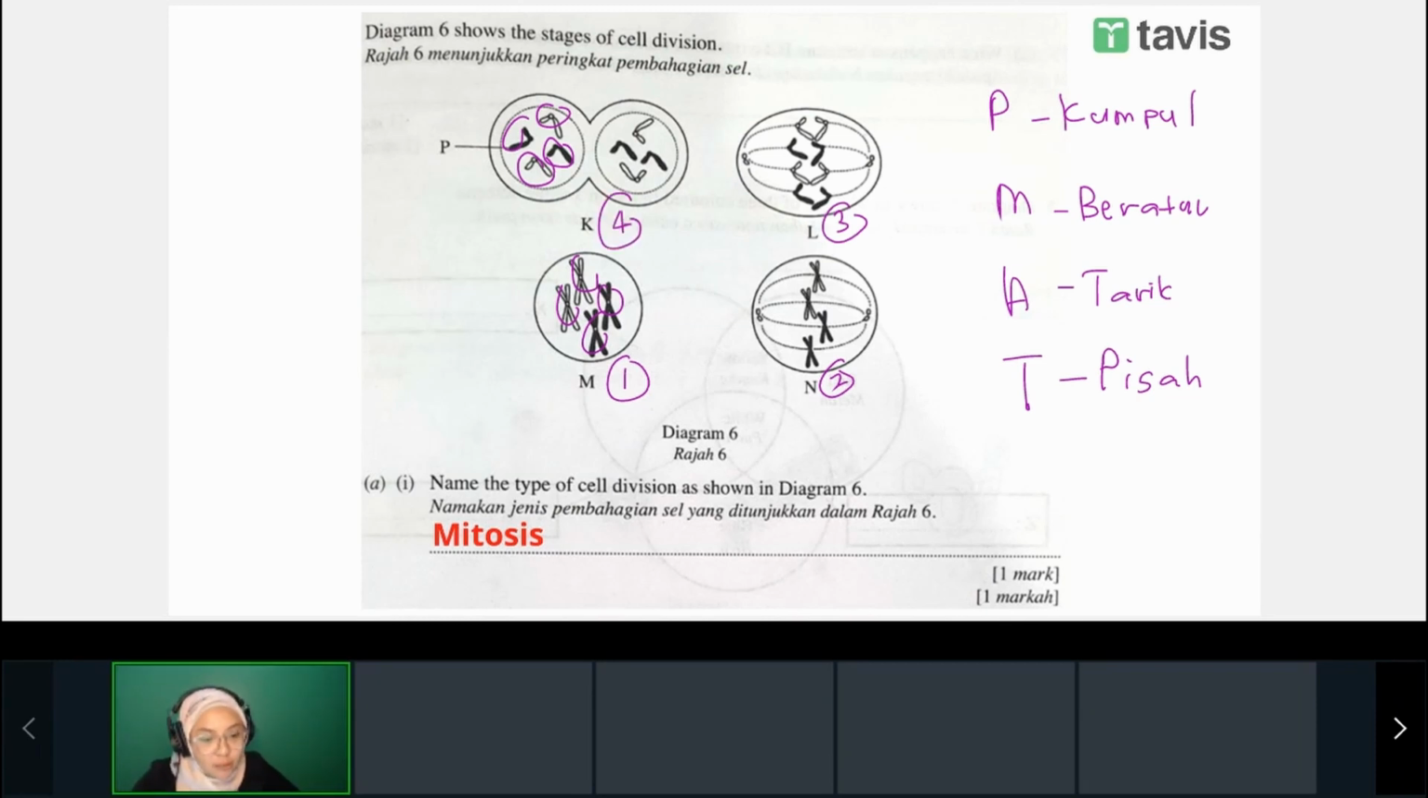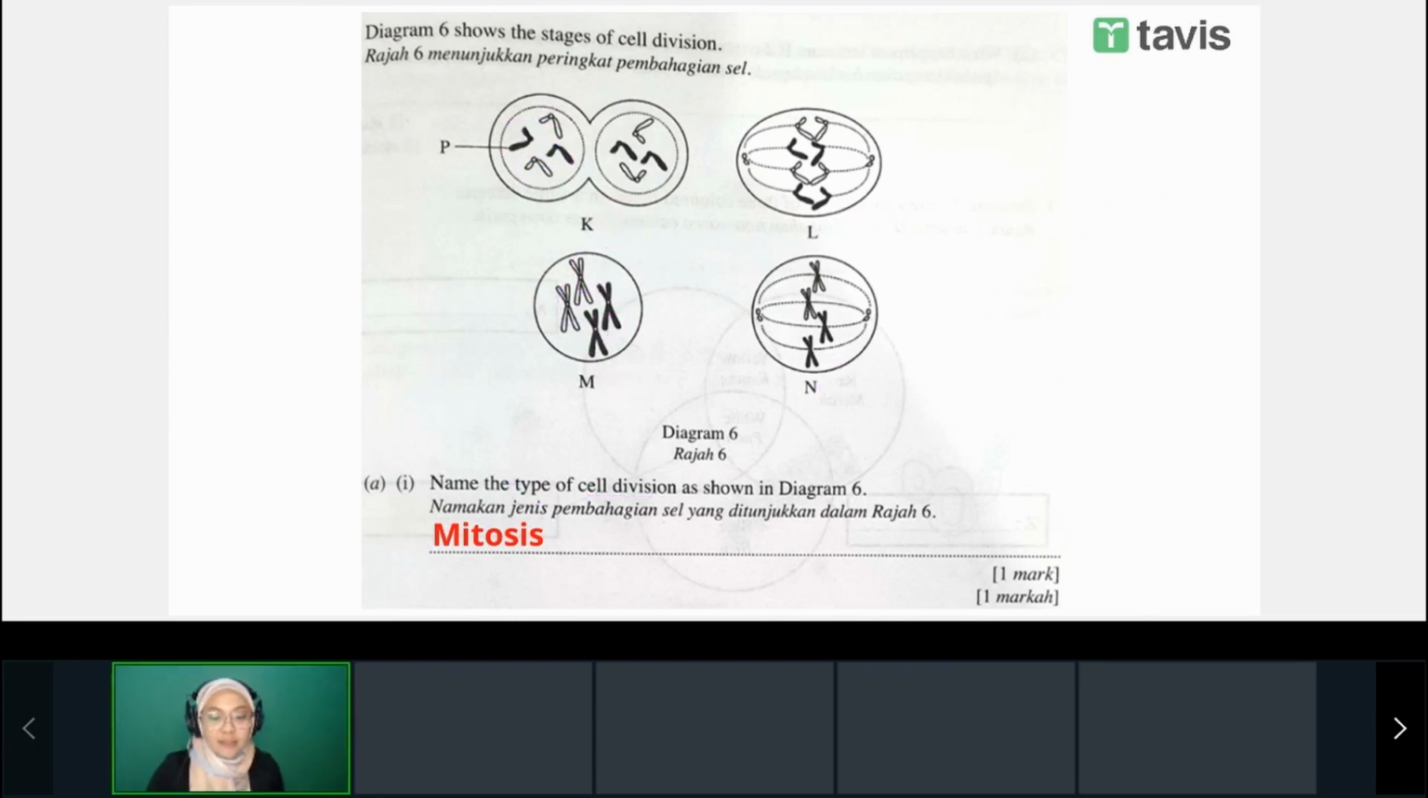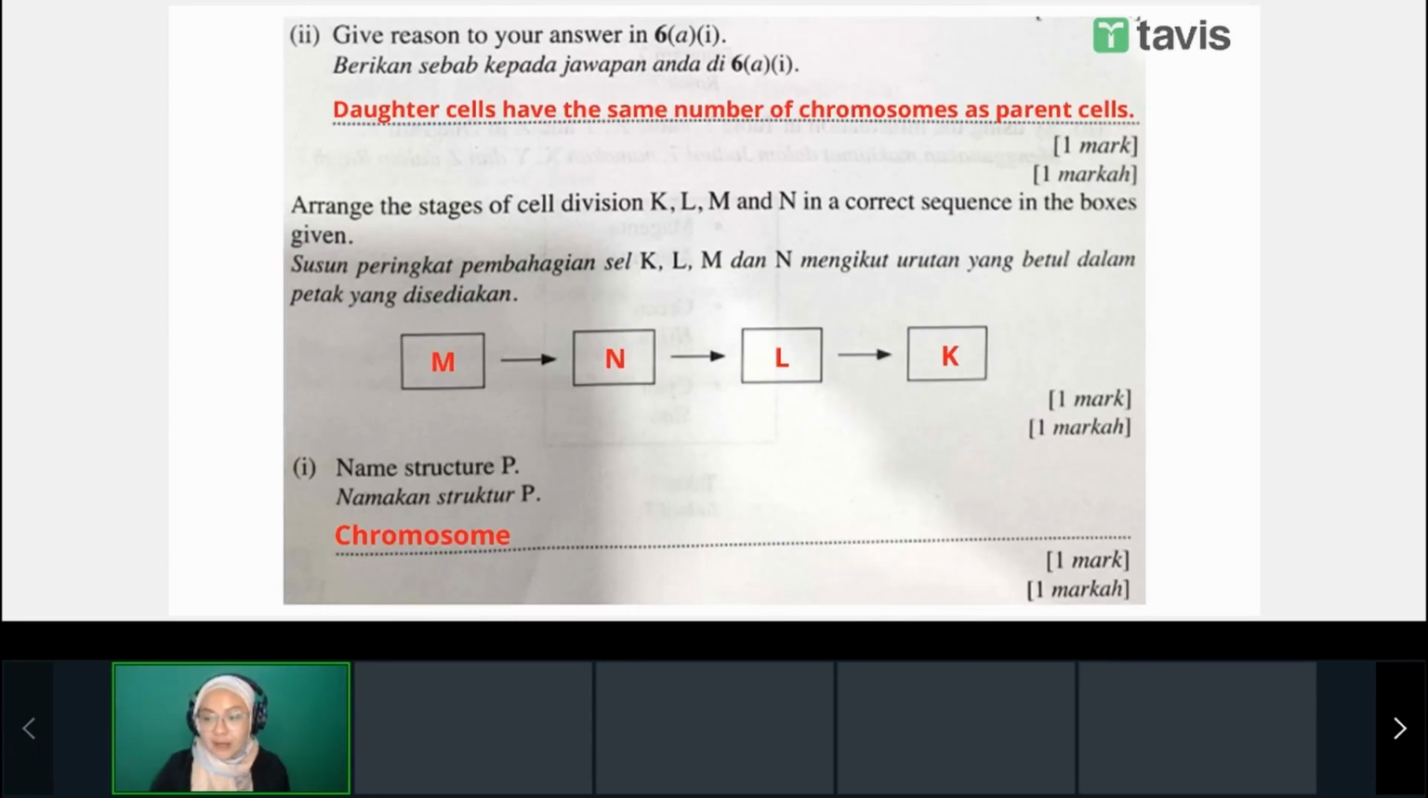So they ask about the type of cell division. The answer is only two: either mitosis or meiosis. Because they already asked about the type of cell division, please provide mitosis, because the first product has four chromosomes and the end product also has four chromosomes. So that means it belongs to mitosis. If meiosis, the first product has four chromosomes and the end product will be four divided by two. That is the difference between mitosis and meiosis, class?